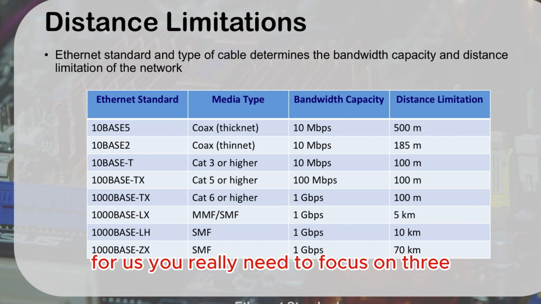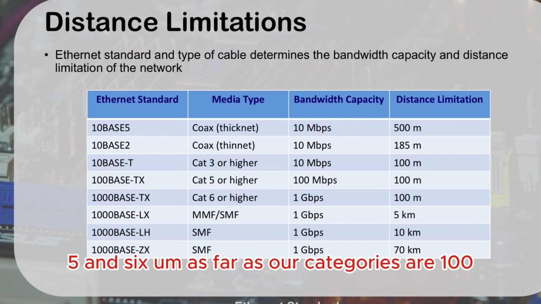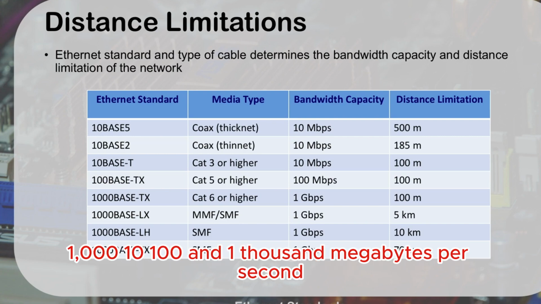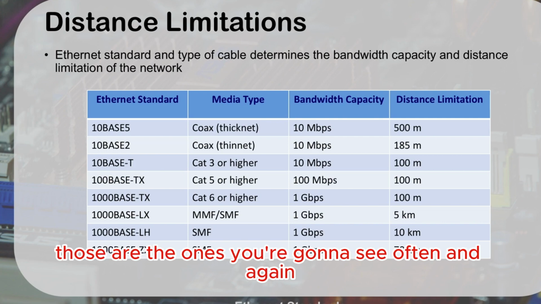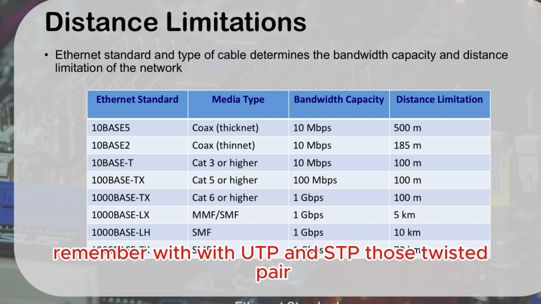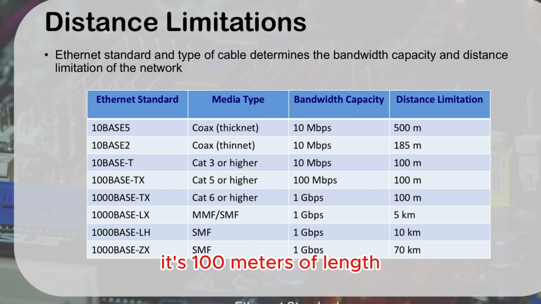For us, you really need to focus on 3, 5, and 6. As far as our categories are concerned, that's 10, 100, and 1000 megabits per second. Those are the ones you're going to see often. And again, remember with UTP and STP, those twisted pair, it's 100 meters of length.